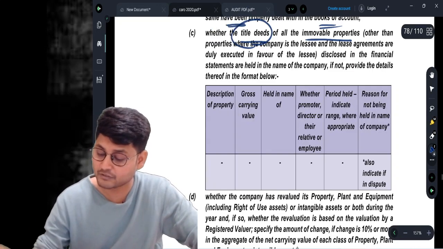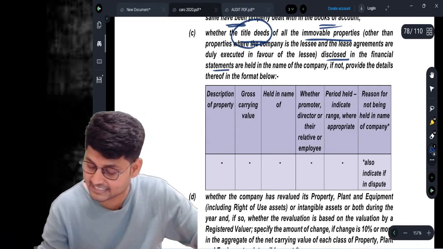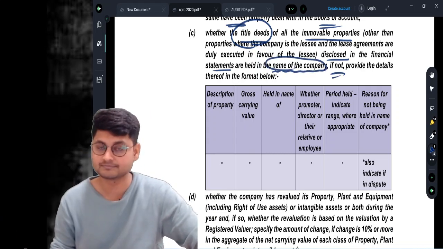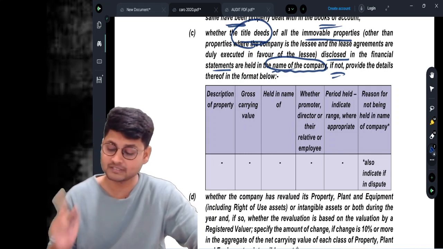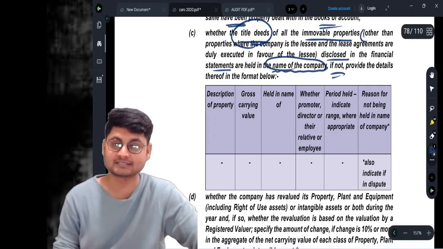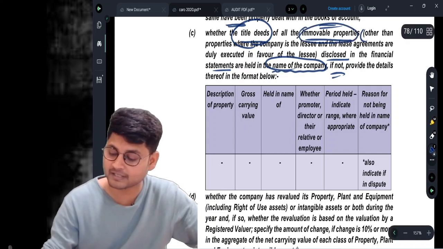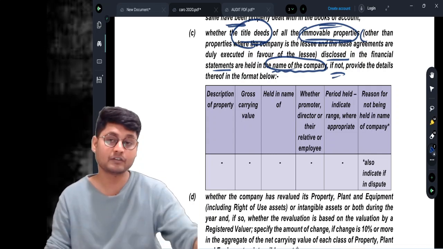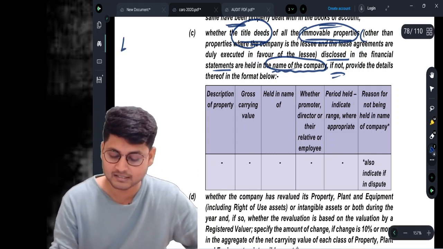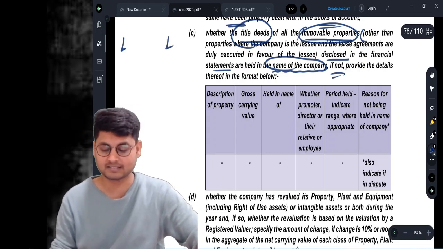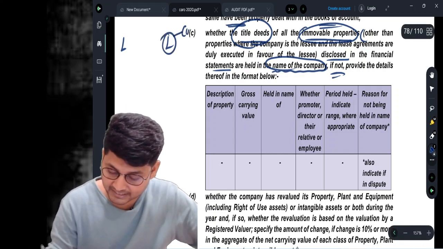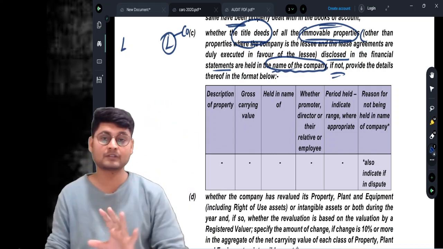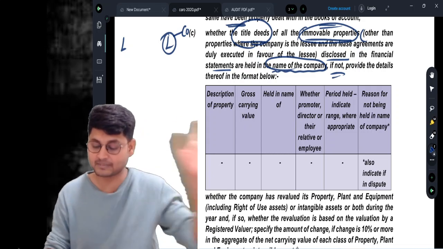See, title deeds of immovable properties disclosed in the financial statements are held in the name of the company; if not, provide the details thereof in the format below. Now there is one point given in the brackets: when I talk about immovable property, I am not talking about properties which the company is accounting for by way of lease. There is a case where lessor and lessee both are there, and this lessee is the company, and for accounting purposes they are treating that leased asset in their books of accounts as their own asset. For that, this is not applicable.